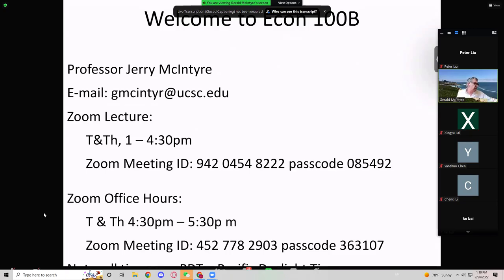here's the typical course information. My email address here, the Zoom lecture with the passcode, the Zoom meeting ID, rather. My office hours are immediately after our lecture, but they will be at a different Zoom meeting ID with a different passcode. And notice all of our times, regardless of where you are. Many of you, of course, are in Santa Cruz, but some of you are in other places in California or even in the United States or in other countries. All times quoted here and in this course will be Pacific Daylight Time, in other words, Santa Cruz time.